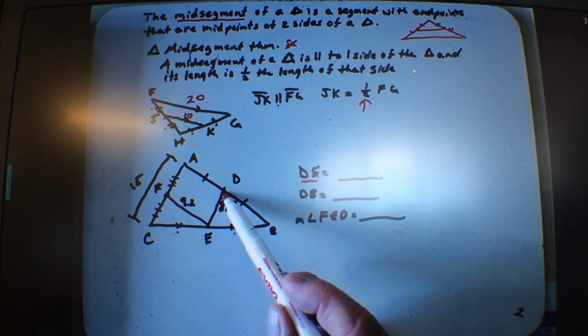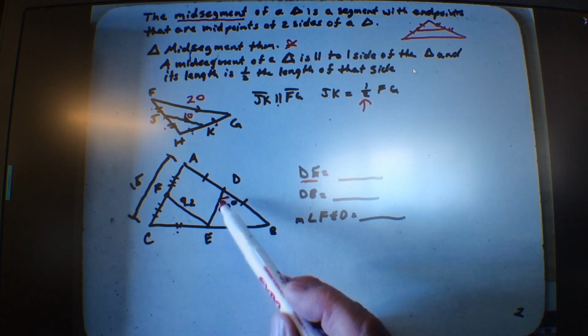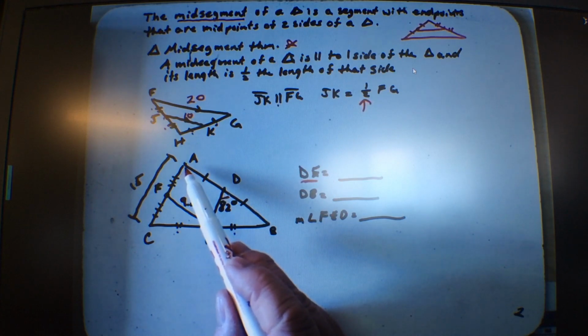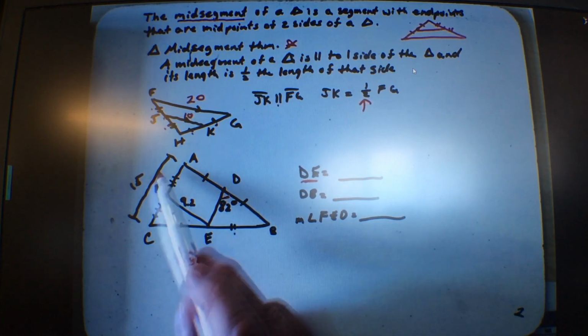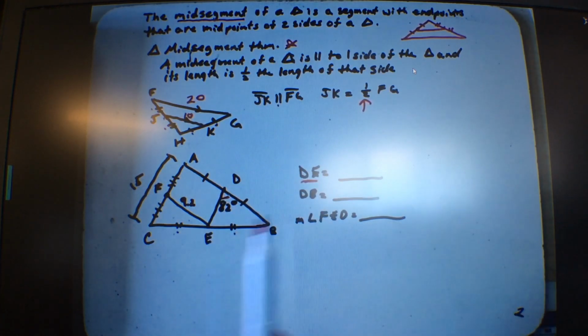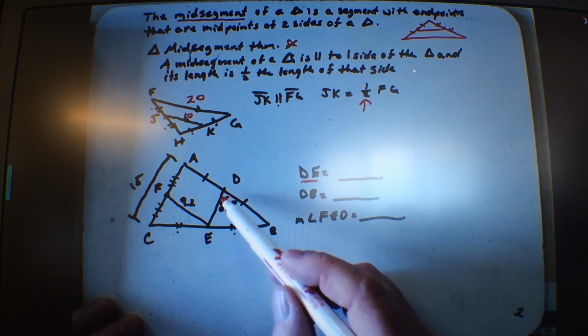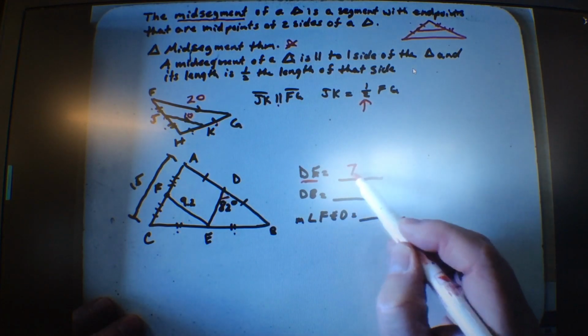DE is this right here. DE is the mid-segment, so it is parallel to this side. It is also equal to half of that side's length. So how big is DE? 7.5. It would be 7.5.